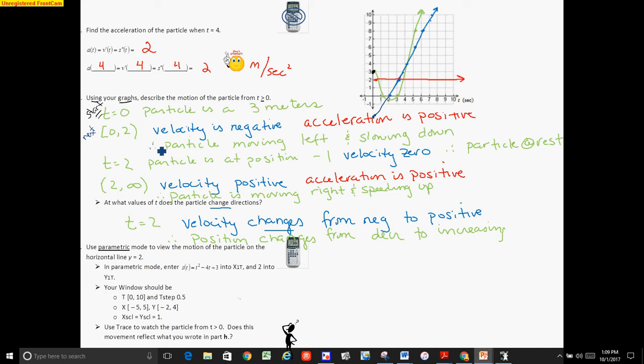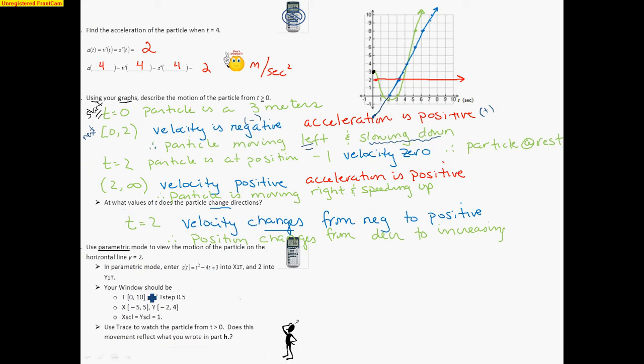Therefore, what was going on? Because the velocity is negative, the particle is moving left. Because velocity was negative but acceleration was positive, those forces are working against one another. Therefore, if they're working against one another, you're going to be slowing down. Then what was the next event?